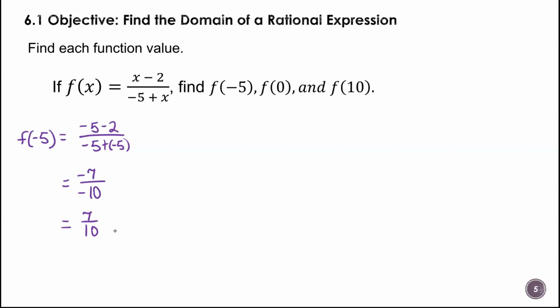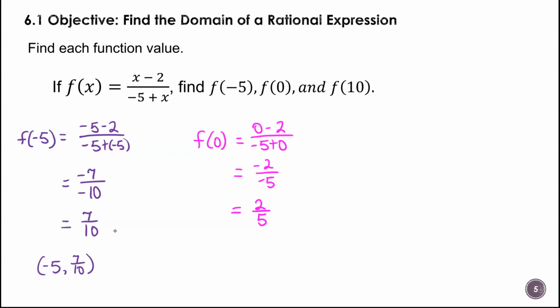And then f of 0, so 0 minus 2, and -5 plus 0. And so that gives me -2 over -5, and that would be 2/5. Now remember that each one of these is actually making an ordered pair. My first ordered pair would be -5, and then the y is 7/10. The next one would be 0, 2/5.